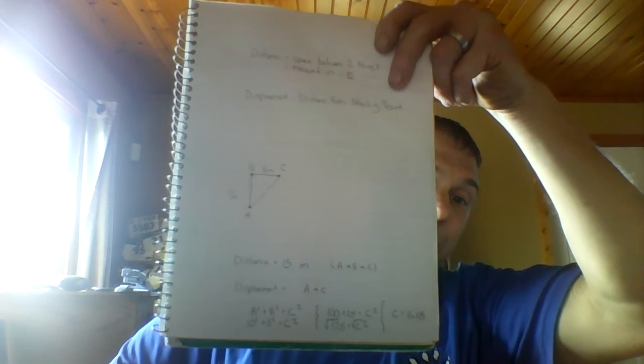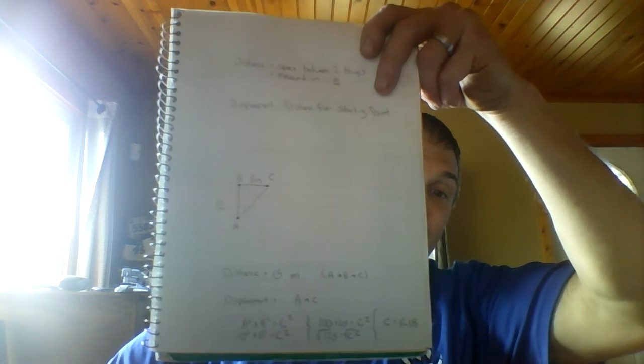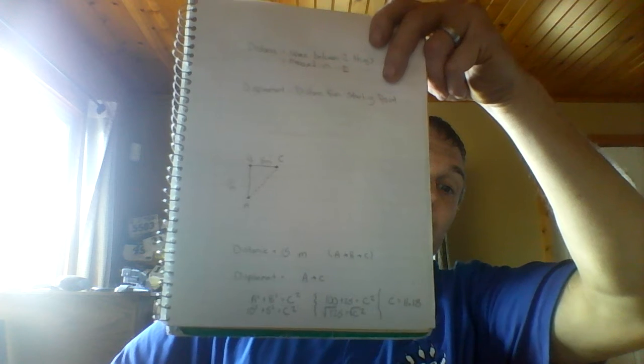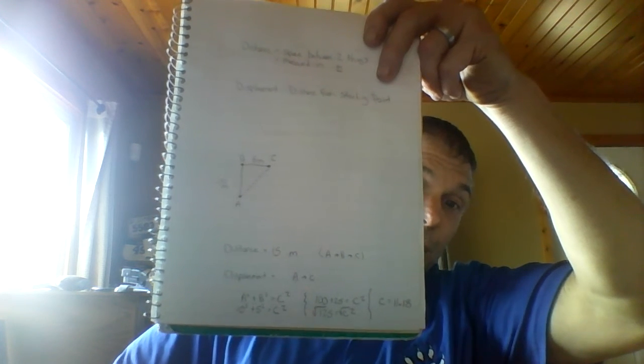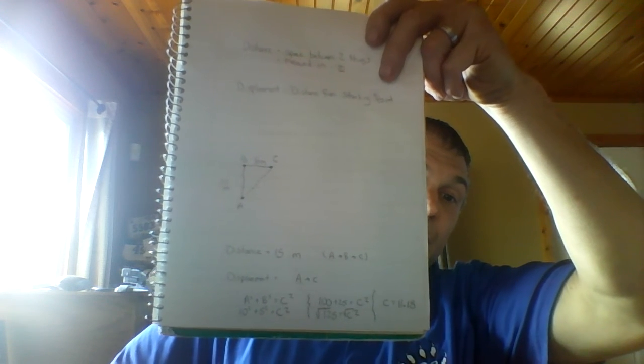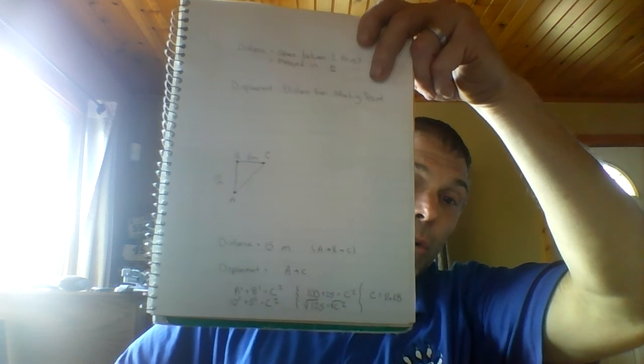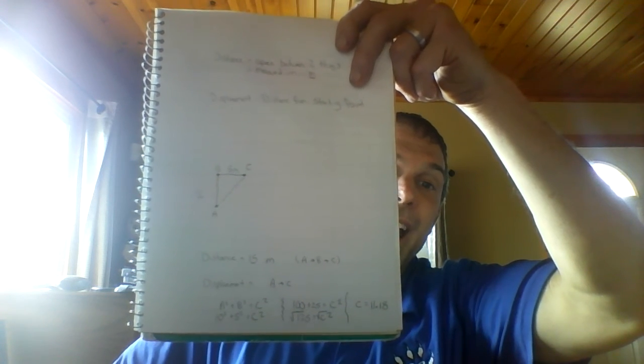10 times 10 is 100. 5 times 5 is 25. Add those two together, and C squared would equal 125. We want to find C, though, not C squared. So we take the square root of both sides. The square root of C squared and the square root of 125 tells us that C would be 11.18. Simple, short lesson today, guys, making sure we understand the difference between distance and displacement.